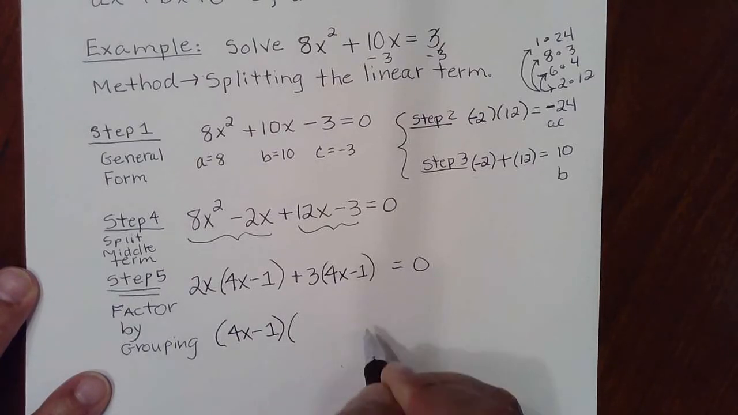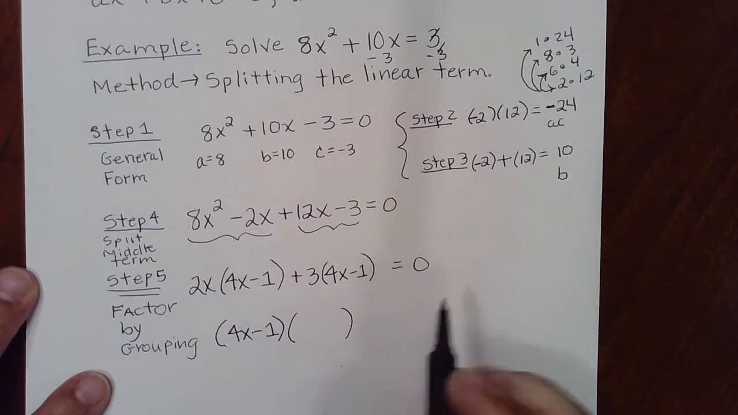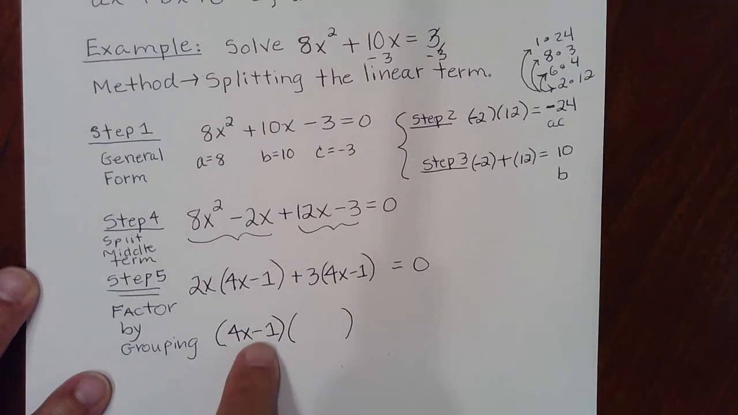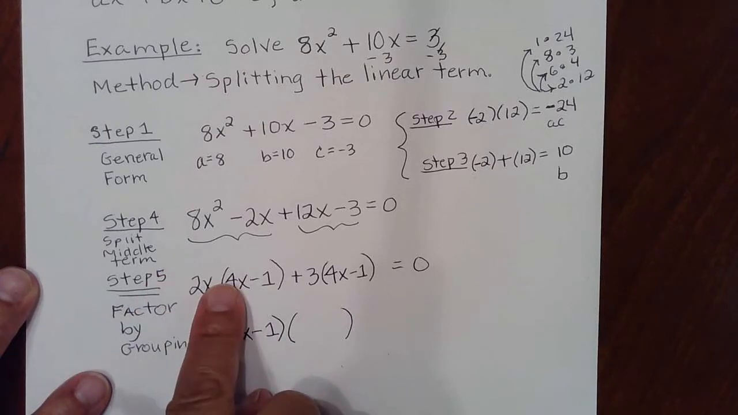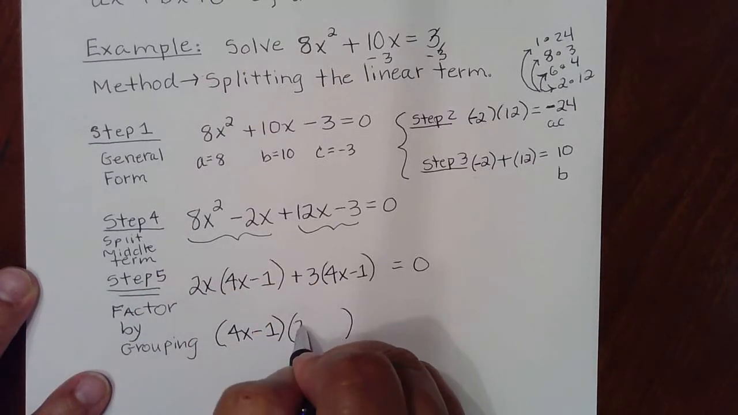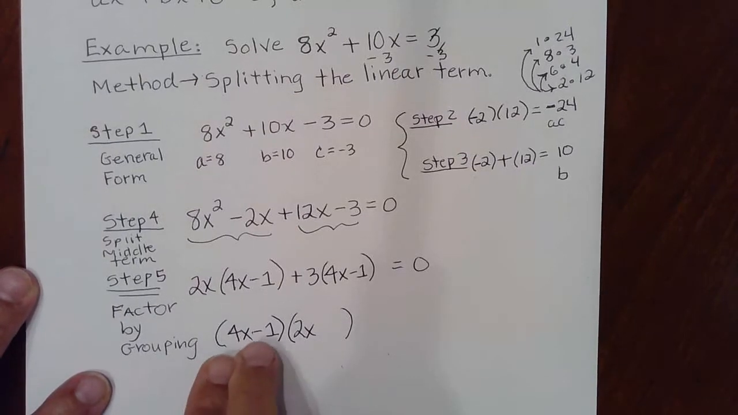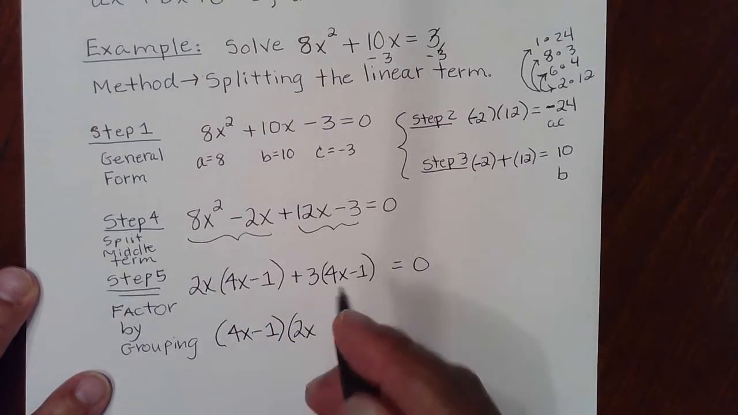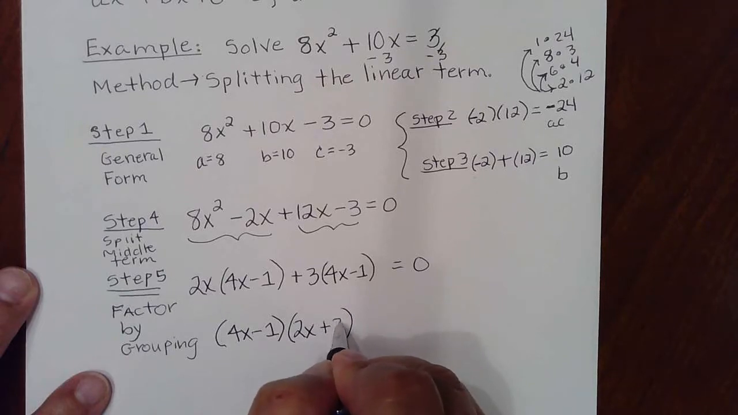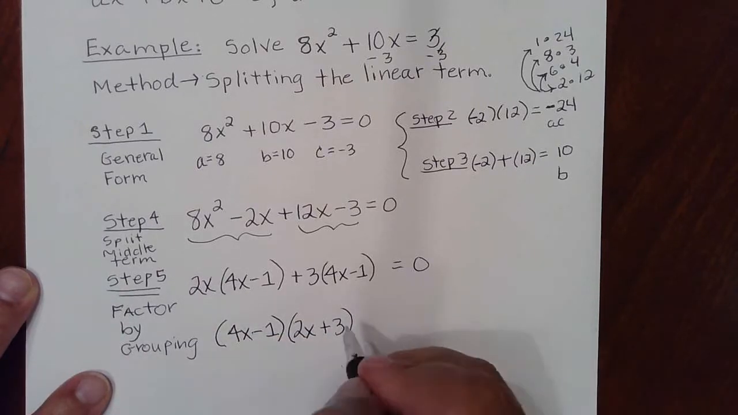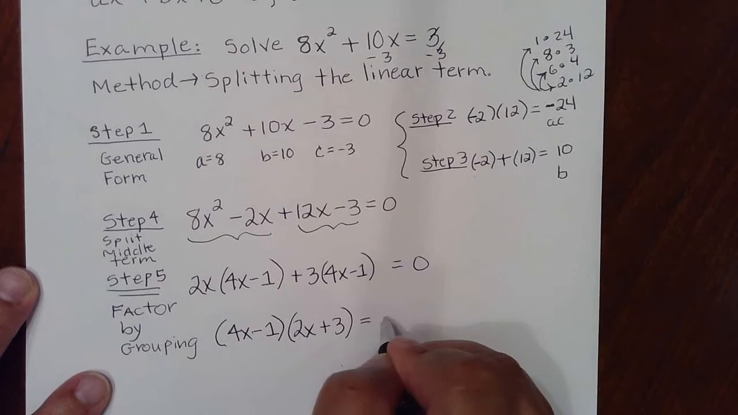And then what goes in the back parenthesis, again, you ask yourself, if this is my multiplier, what do I multiply this by to get back this term? And it would be 2x. And what do I multiply this by to get the back term again? And it would be 3. So just those terms that are out front is what completes the second parenthesis.